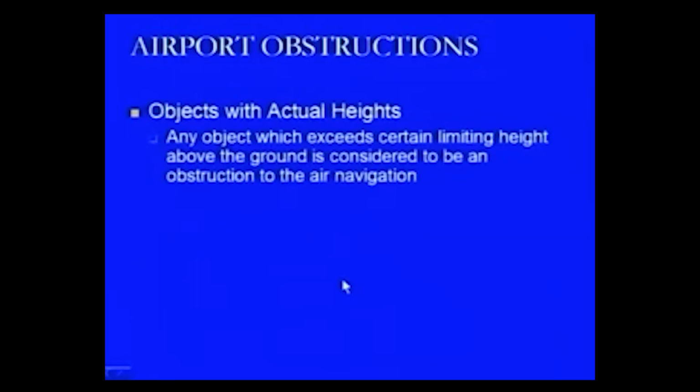Now, we come to the next type of airport obstruction, that is, objects with actual heights. In this case, any object which exceeds a certain limiting height above the ground is considered to be an obstruction for air navigation. So, we have to control all these heights.